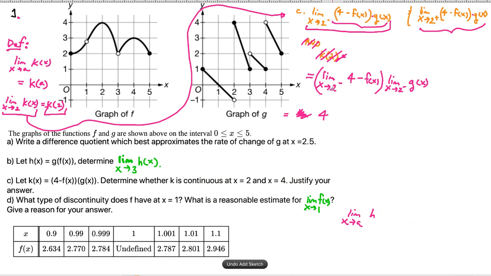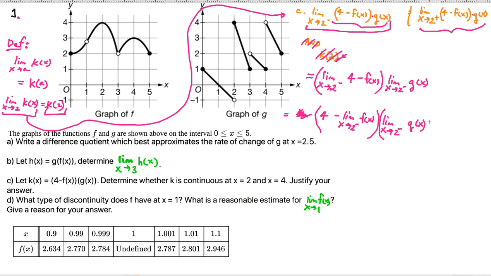So it would be the limit as x goes to 2 from the left of 4, and the limit of a constant, the limit as x goes to a of a constant, is always just the constant. Okay, for c, k, whatever you want to call the constant. So over here I have the limit as x goes to 2 from the left of 4, which is just 4, minus the limit as x goes to 2 from the left of f of x times the limit as x goes to 2 from the left of g of x.